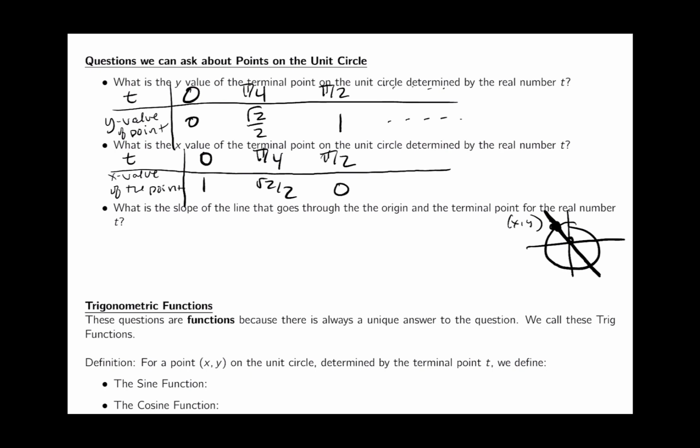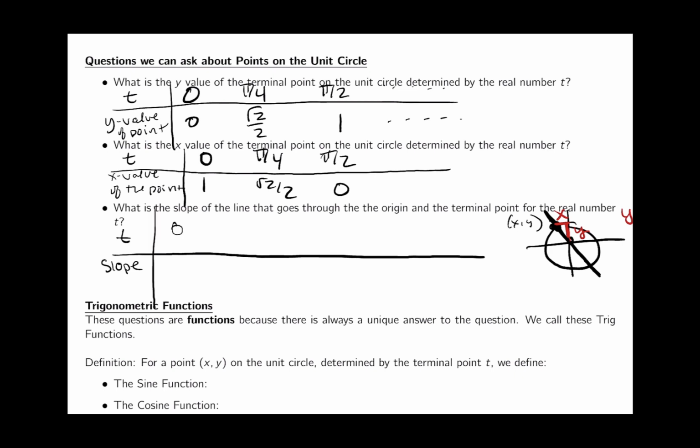The question of what is the slope of the line that goes to this point might look a little bit weird, but we'll just have to remember that the slope of a line is the rise over the run. And in this case, the rise is the same thing as my y-coordinate, and my run is my x-coordinate. So the slope really is y over x. So I still can answer this question with a t-chart.